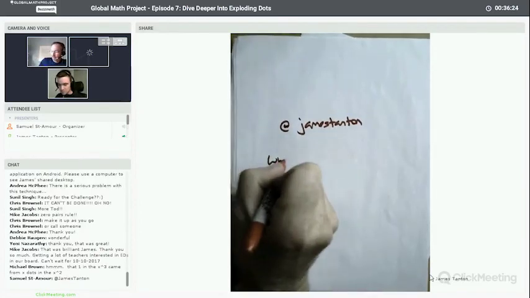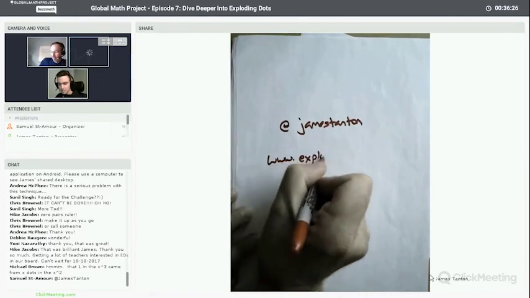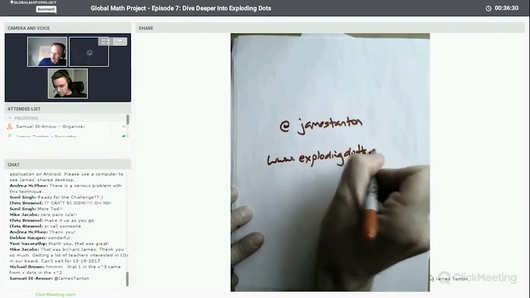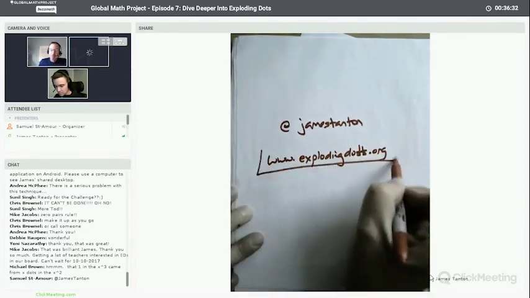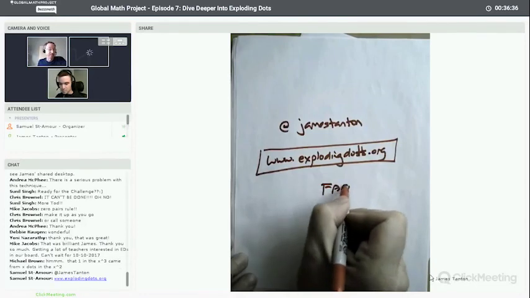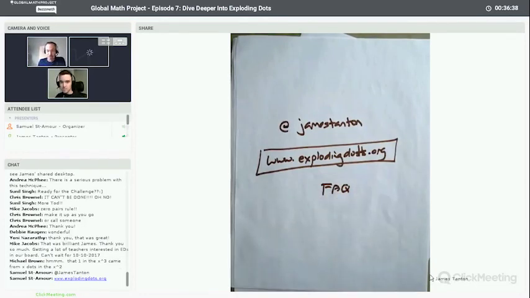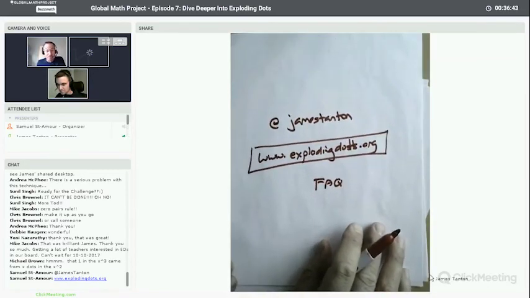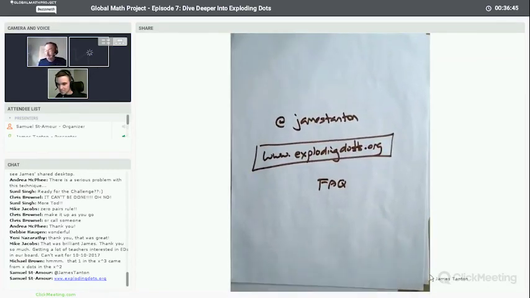And the place to really learn about exploding dots and take part in Global Math Week is explodingdots.org. If you go to the frequently asked questions there, you'll see things like, how can I learn more about exploding dots? And that will take you to the website I mentioned earlier. Or what is this thing called Global Math Week? How can I get involved? It's a global phenomenon. Don't miss out.